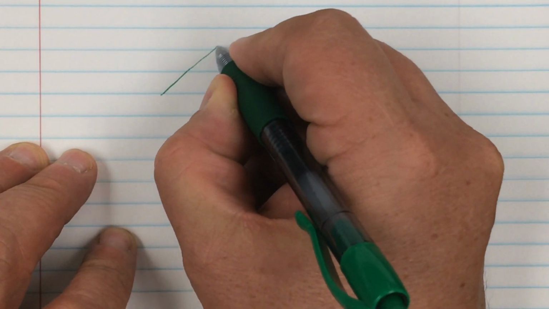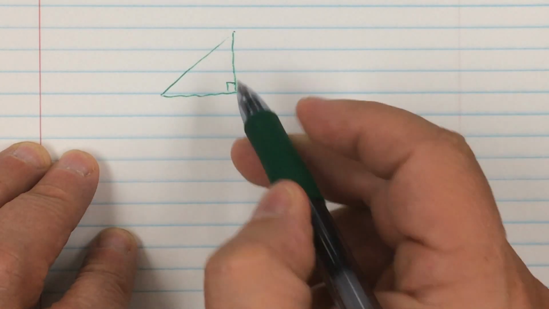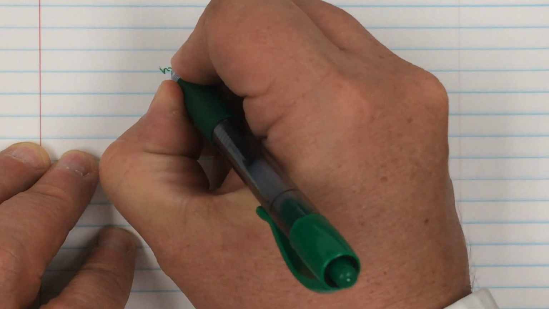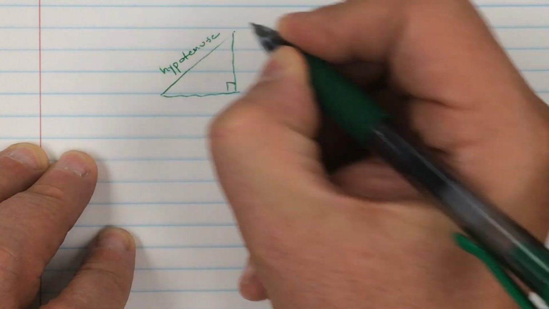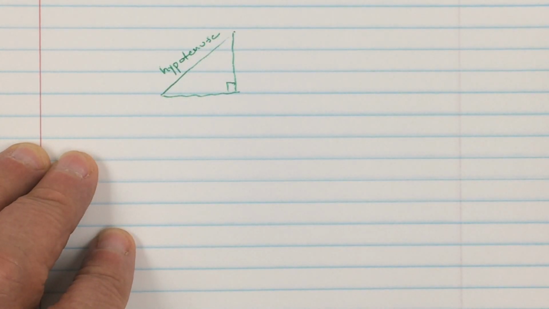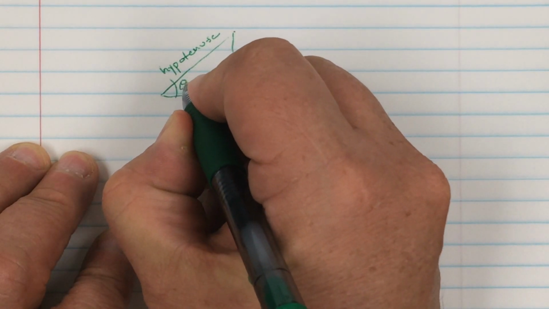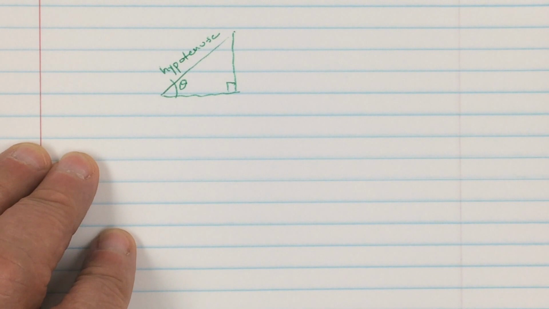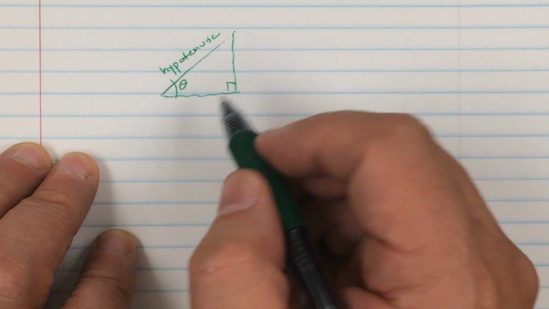Okay, so I need to teach you a relationship in a right triangle. A right triangle has a 90-degree angle. That's why it's called a right triangle. You have the side that's across from the right angle, and that's called a hypotenuse. Okay, hypotenuse. And then you're going to have any angle that you're considering. We're just going to name it a Greek letter, theta. It's a TH, theta. So if I'm looking at this angle, then these two sides have a special relationship.